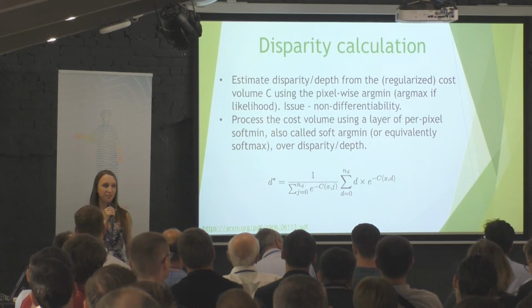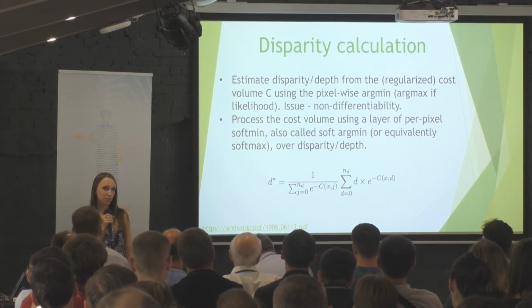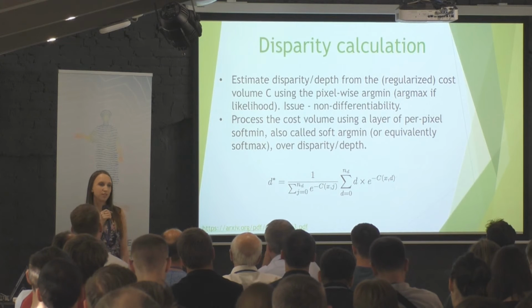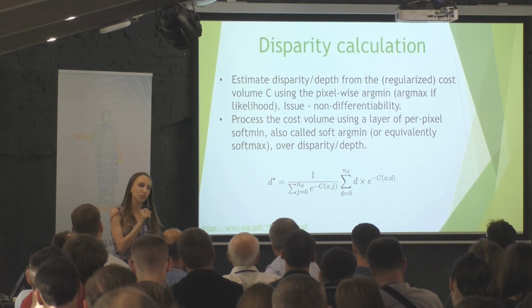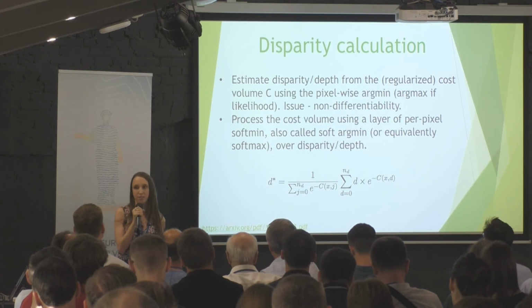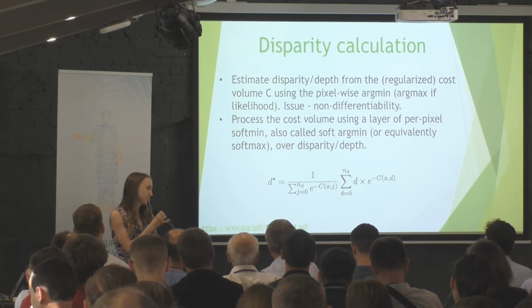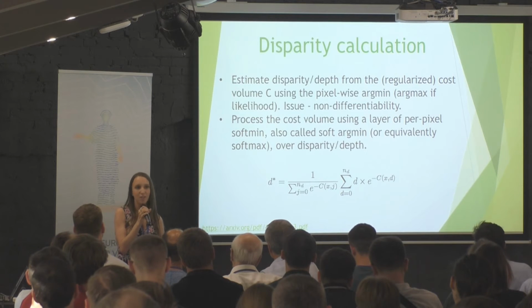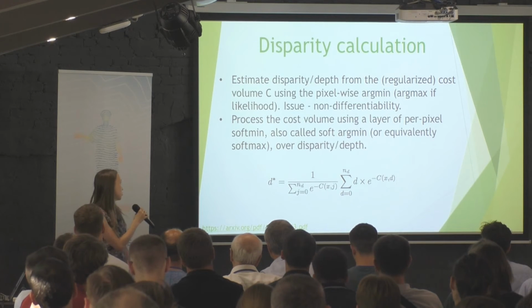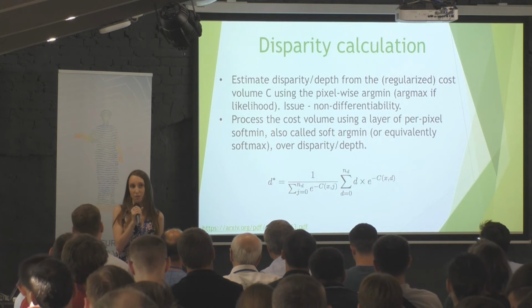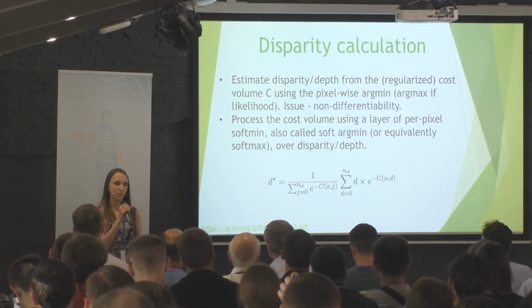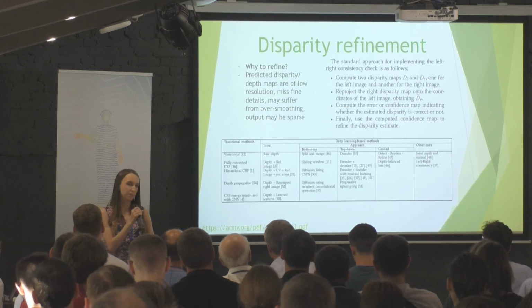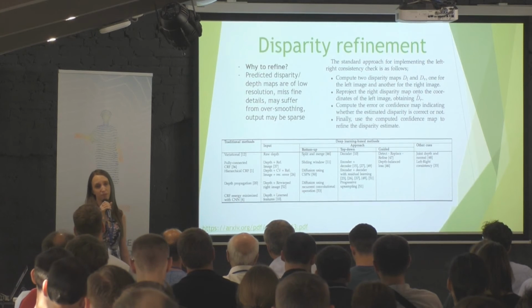Then you do disparity calculation. If you're not in terms of deep learning, it will be easy. It will be just argmin of your disparity range. But as we're in a deep network setup, we have to be a little bit smarter. We have to do soft argmin or soft argmax for that, or weighted if we want to have a different range of disparities. And the last step will be disparity refinement.